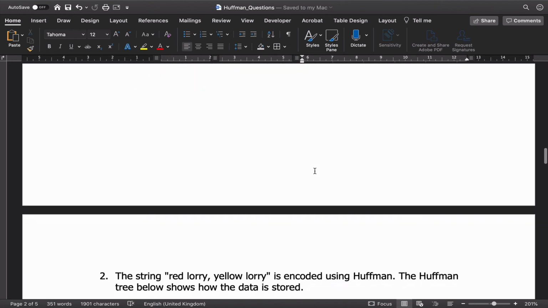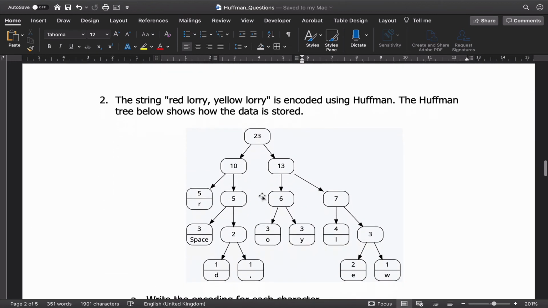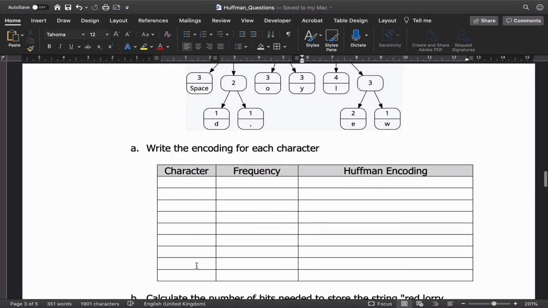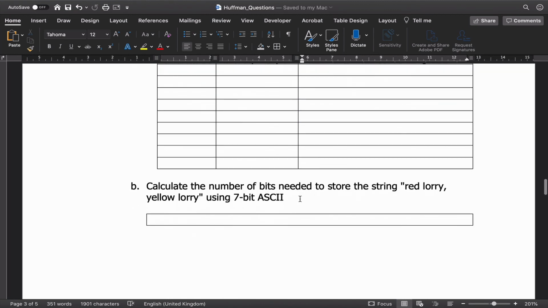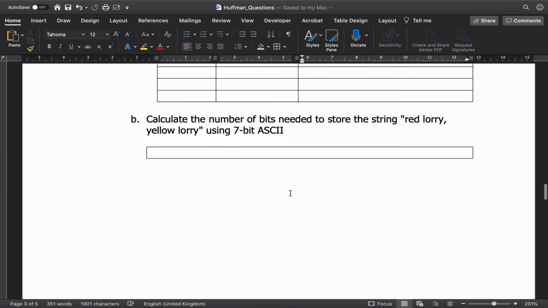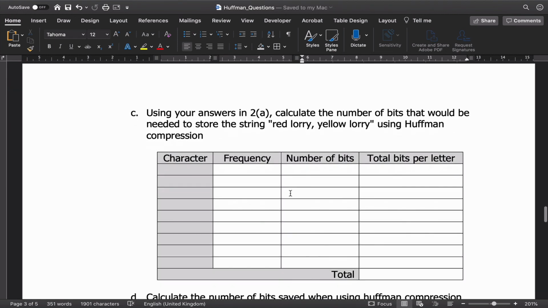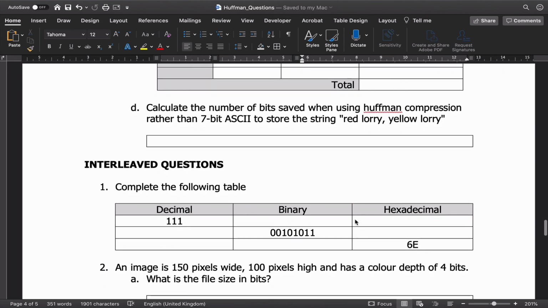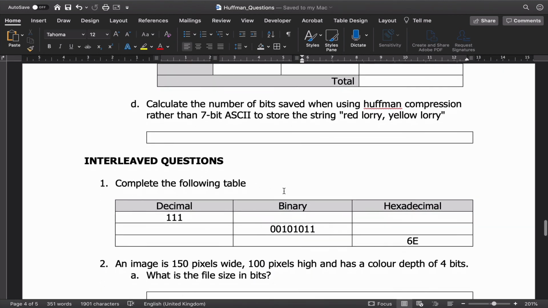The next page on question 2, we've got a similar question. Again, this time I have not put the characters in for you, you need to put them in. I've not put the calculation in for you, you need to work the calculation out. And then again here you can see it's a little bit harder because I've not put those calculations in. So the final part of this worksheet then is some interleaved questions.